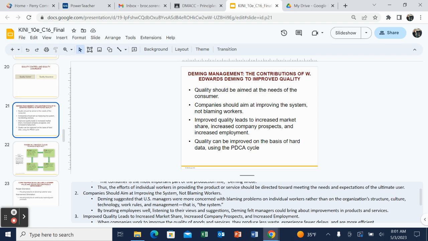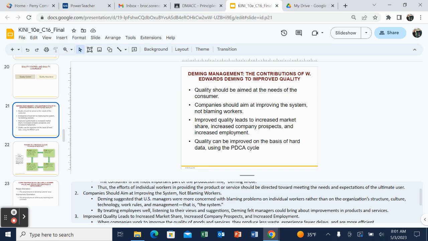So companies should focus on improving the system, not blaming workers. So Deming suggested that U.S. managers were more concerned with blaming problems on individual workers rather than the organization's structure, culture, technology, work rules, and management. That is the system.